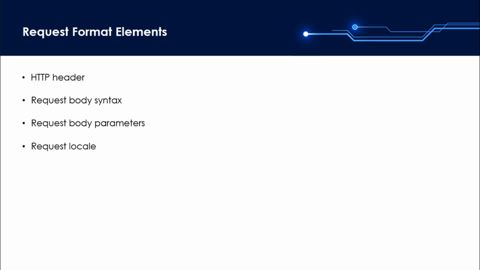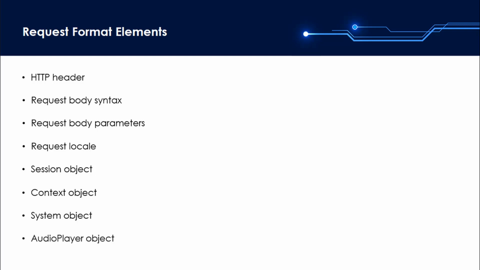Then, to identify the locale of the request, it has a request locale, which keeps the information about localization. Following that, we have the session object, which keeps track of the sessions that have been invoked between the user and the skill. To ensure proper control and manipulation of the skill at a low level, we have certain objects such as context objects and system objects. Context and system objects help developers set up the context parameters and system parameters to have better control over the skill request processing mechanism. Next, we have audio player objects, which provide the capability of manipulating the audio.